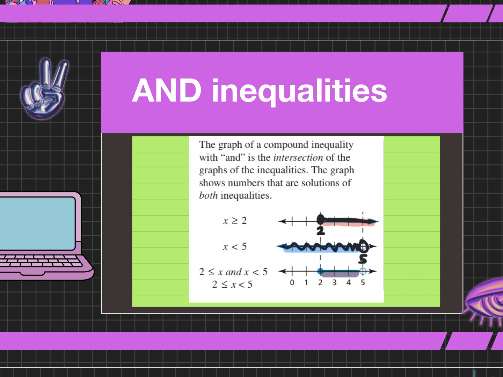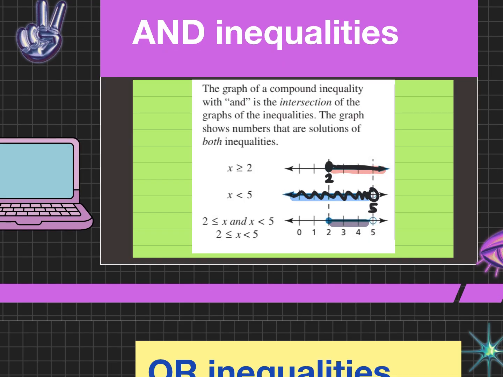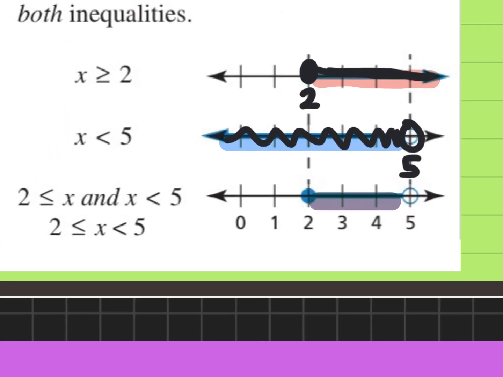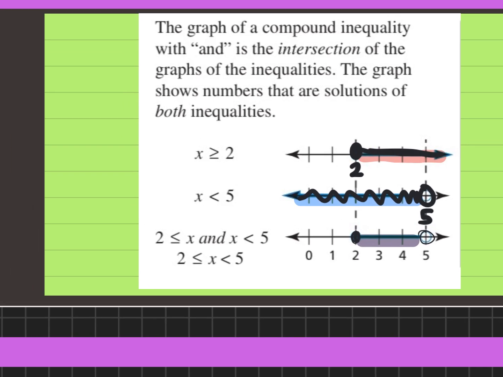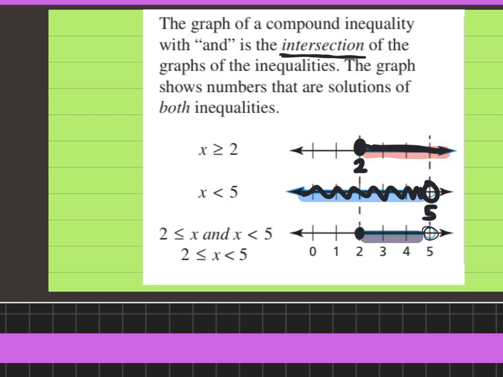But they have to be both of these at the same time. So if you look at the bottom here, you'll see that the graph is showing you all the numbers that are greater than 2, so going this way, and also less than 5 going that way, and the only numbers that meet those requirements are all these numbers in the middle. So we would only shade in the middle of the graph, and we call those an and inequality. And when you have an and inequality where you're shading in the middle, we call that an intersection, because if you think about it, the two sections are overlapping or intersecting.